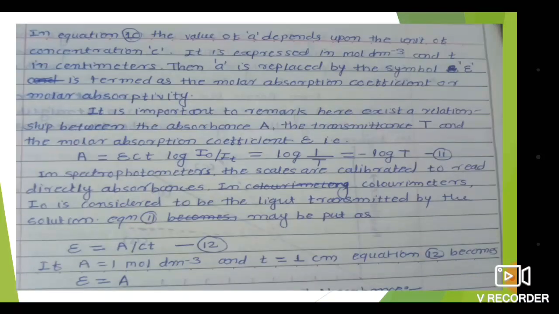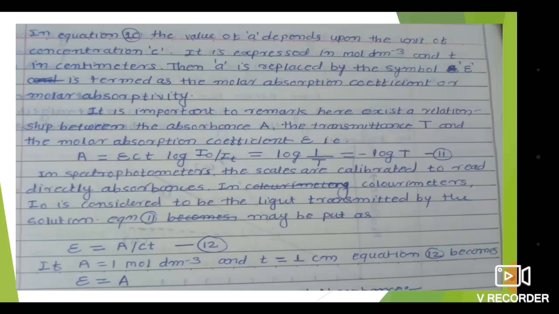So in equation 10, the value of A depends upon the unit of concentration C. So it is expressed in mole per dm cube and T in centimeters, that is the thickness. So it is in centimeters and concentration is in mole per dm cube. Then A is replaced by the symbol epsilon, which is termed as molar absorption coefficient or molar absorptivity.